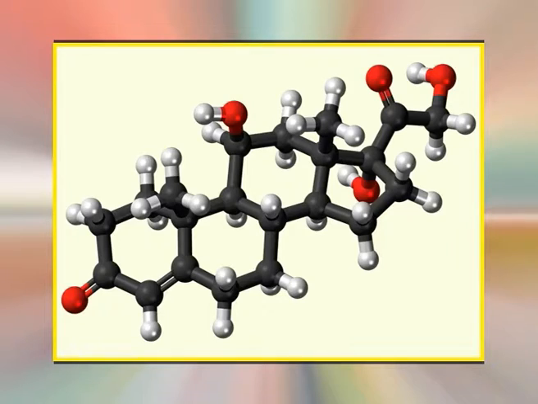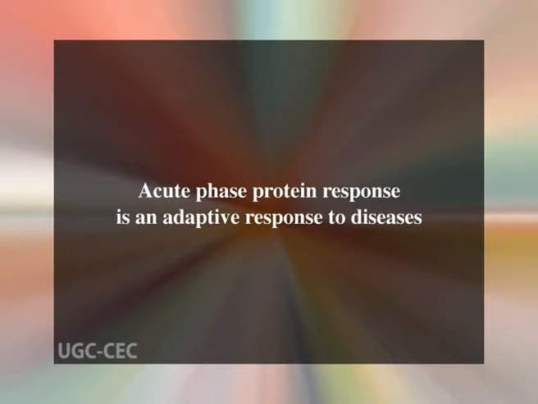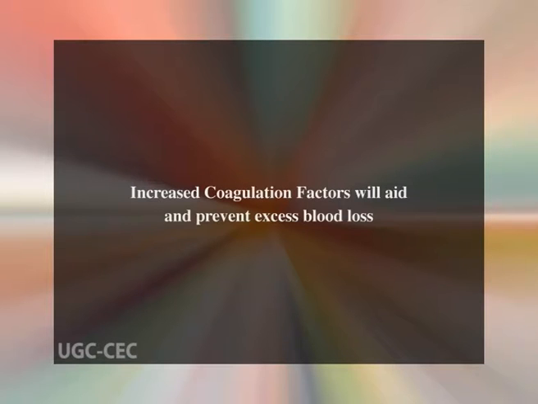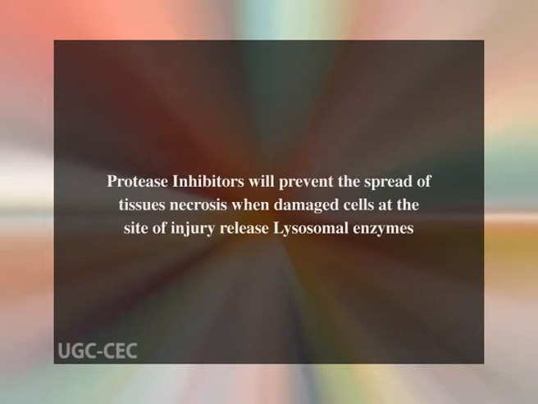Acute phase protein response leads to greatly increased de novo biosynthesis, mainly in the liver, of some plasma proteins, along with a decrease in the levels of other proteins in plasma. The response is stimulated by the release of cytokines, interleukin-1, interleukin-6 and tumor necrosis factor, and increased plasma levels. Acute phase protein response is an adaptive response to disease. For example, increases in plasma levels of CRP and complement will contain and eliminate infection. Increased coagulation factors will aid in preventing excess blood loss. Protease inhibitors will prevent the spread of tissue necrosis when damaged cells at the site of injury release lysosomal enzymes.